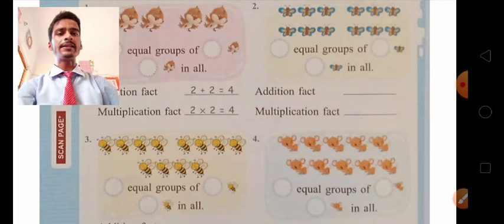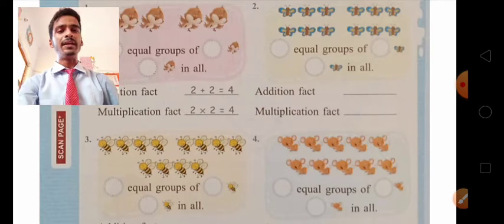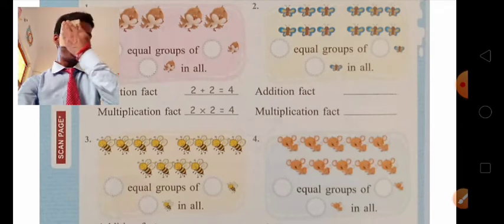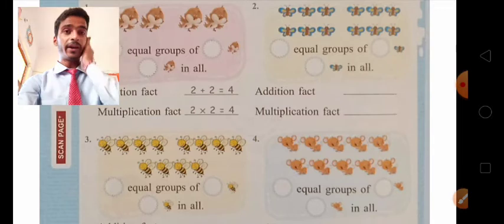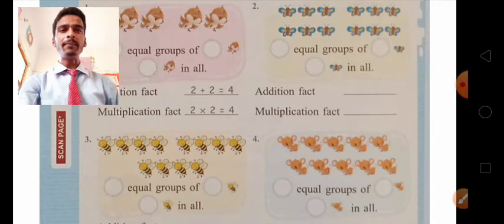In the third example you can see that there are many bees. Do you know bees? Bees bite us, and bees means madhumakki. You can see that many bees are here, and you have to find how many bees there are. How many groups can you tell me? There are 1, 2, 3, so there are 3 equal groups. And how many bees in each group? There are 4 bees in each group.